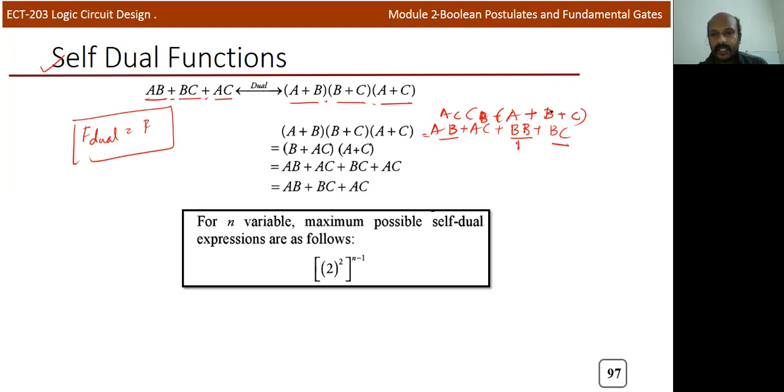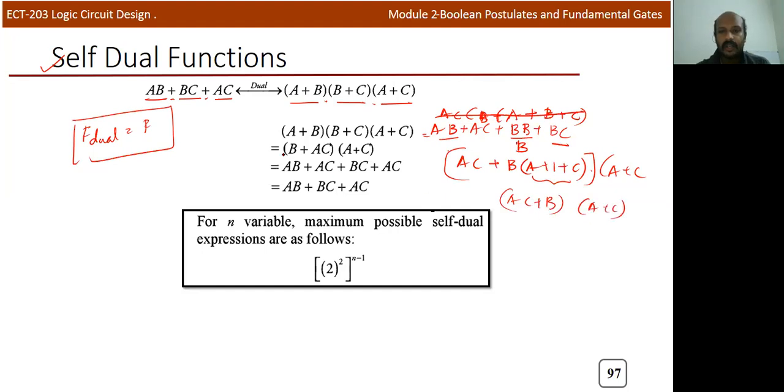If you take this B outside, I'll write one more time. Instead of this BB, I can write B. So the remaining term is AC, plus I can take B common, so it becomes B into A plus 1 plus C, and the remaining term is A plus C. And here you can see that if you perform an OR operation with 1, the result will be 1. So the remaining term will be AC plus B into A plus C. Here it is written.